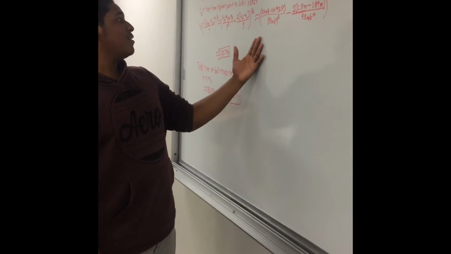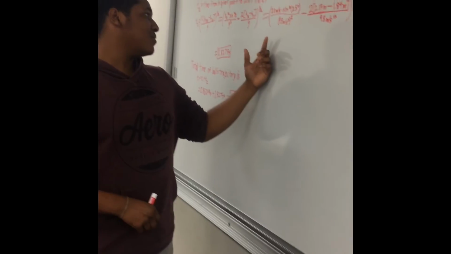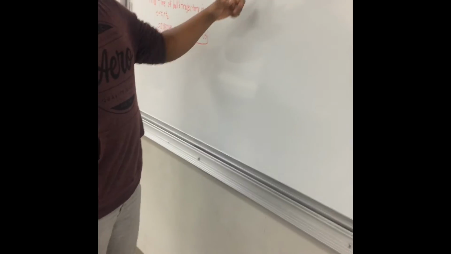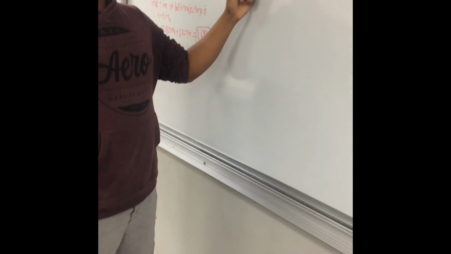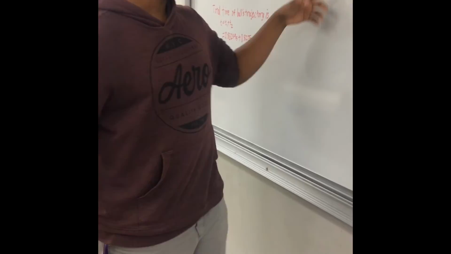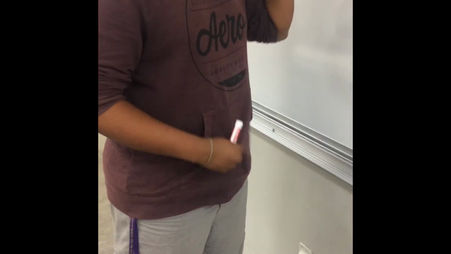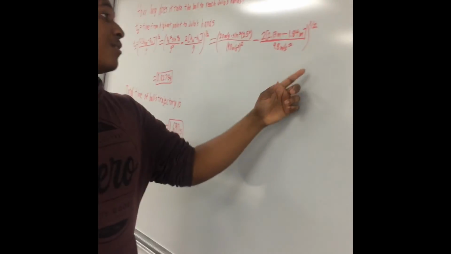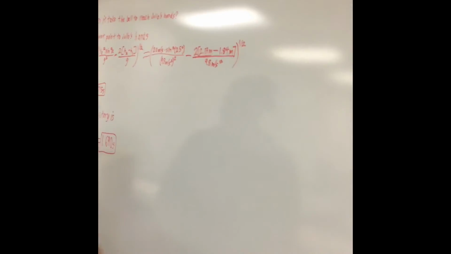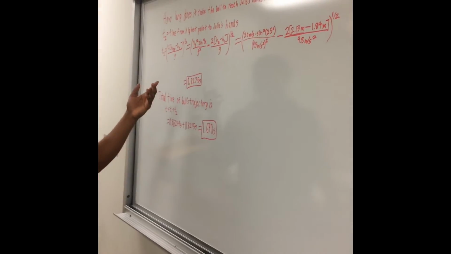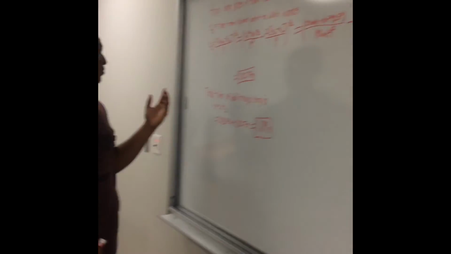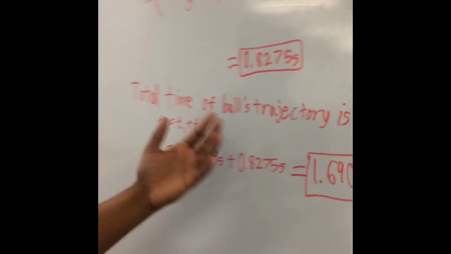Then you plug in the numbers. You have 20 meters per second times sine squared theta, where theta is 25 degrees, over 9.8 meters per second squared, so basically 9.8 squared, minus 2 times 2.13 meters minus 1.84 meters over 9.8 meters per second squared, all to the power of 1/2. And for your answer, you would end up with 0.8275 seconds.